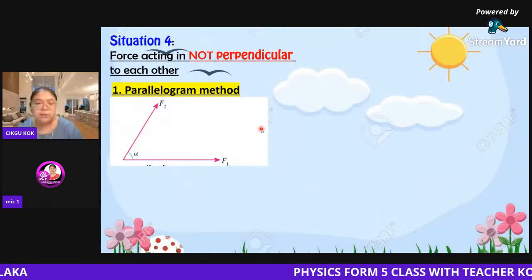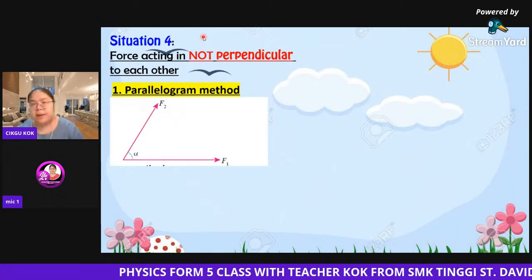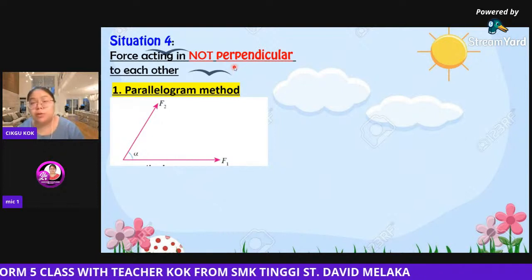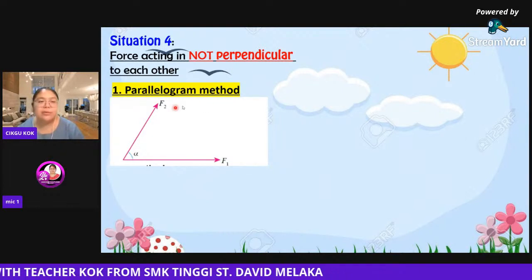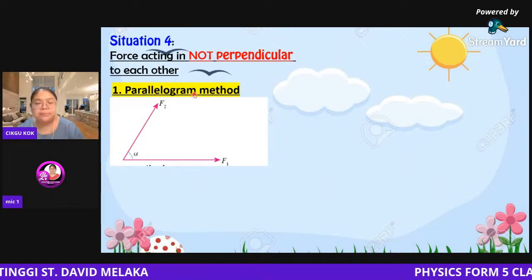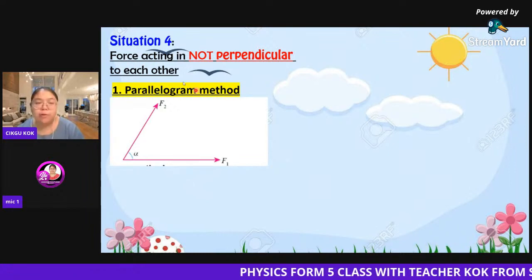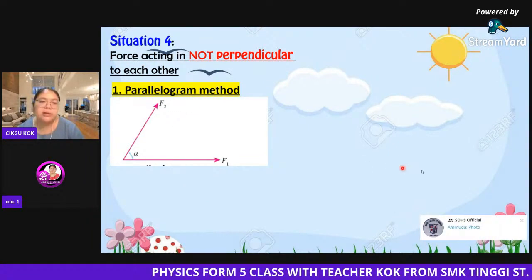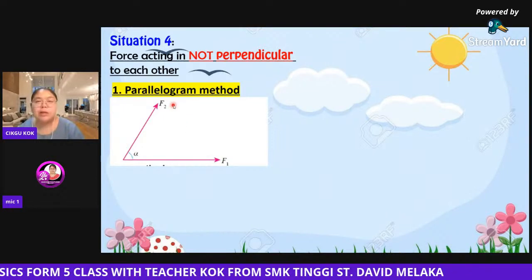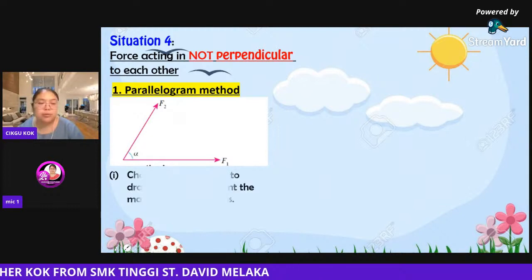Okay, now we go to situation 4. Situation 4 is not perpendicular. If it's not perpendicular, that means we cannot use Pythagoras' theorem. So now we're going to see situation 4. We got two methods to find it. These two methods also need drawing. So the first one is the parallelogram method. Parallelogram method means you need to draw the shape of a parallelogram. Okay, let's see how to draw.